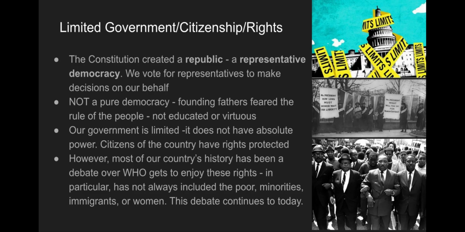However, one of the huge themes of this course is that most of our country's history has been a debate over who actually gets to enjoy these rights. In particular, it has not always included the poor, minorities, immigrants, or women. This is a debate that continues today. Who gets to access those rights? And how do we actually guarantee that these groups get equal rights as every other citizen?